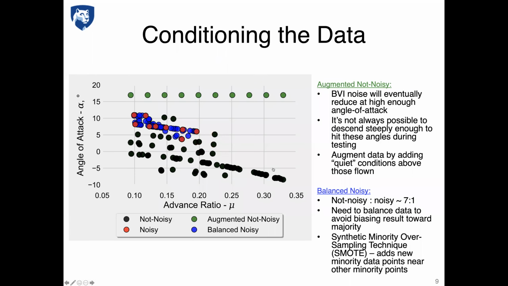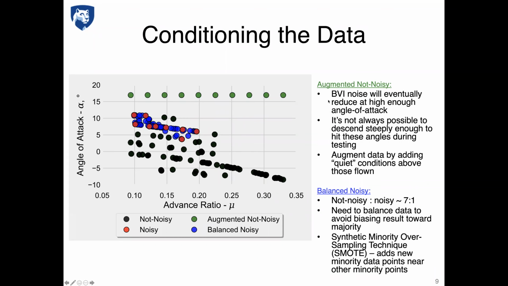So after we've done that, we want to further condition the data before we start to apply some empirical model building techniques to it. And we're going to do this in a few ways. So this shows just the example for one vehicle. This is an MD 902. And we've plotted the data, again, noisy in red and not noisy in black, angle of attack now versus advance ratio, so that non-dimensional form.